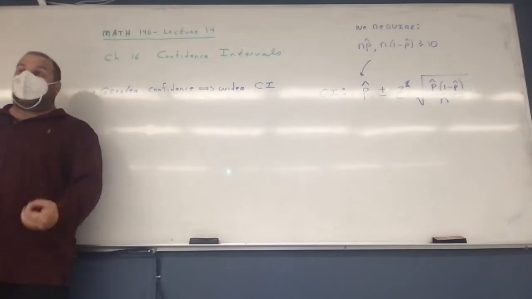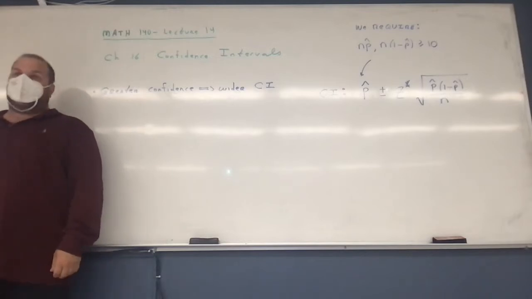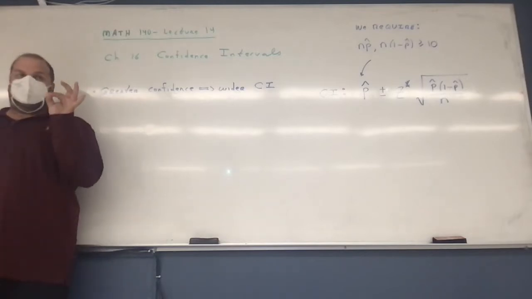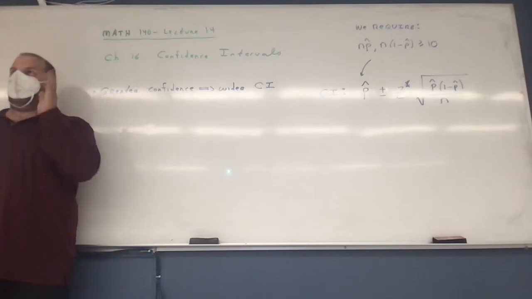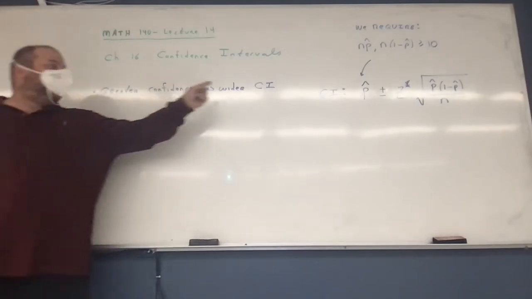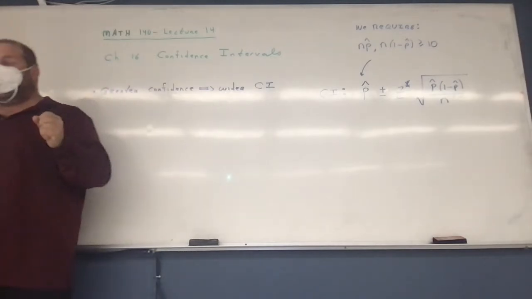If I want to be 0% confident that I caught it, make it a single number. Have no width to my confidence interval. Right? Or essentially 0%, unless I'm really, really lucky. The more confidence you want to have, the wider the confidence interval.